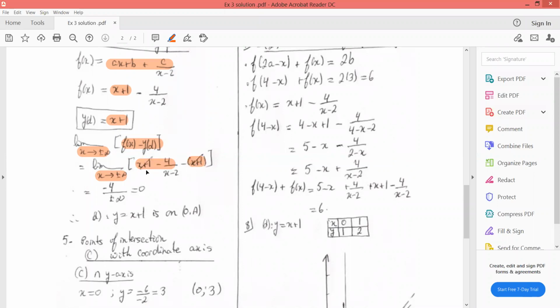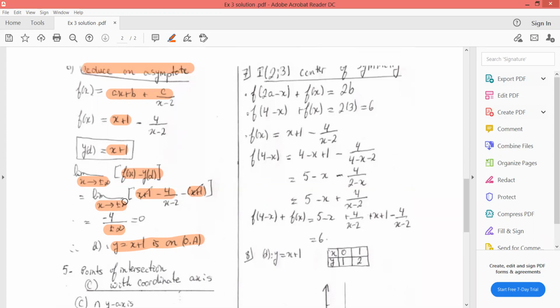So, the limit as x tends to plus or minus infinity. This is f of x. It is easier to take this minus yd, which is x plus 1. The x plus 1 cancels with x plus 1, and we are left with minus 4 over x minus 2. We remove the limit and replace x by plus or minus infinity. We get 0. Then y equals x plus 1 is an oblique asymptote. So to prove an oblique asymptote, we have to prove that the limit of f of x minus yd as x tends to infinity is 0. Do you want to ask?